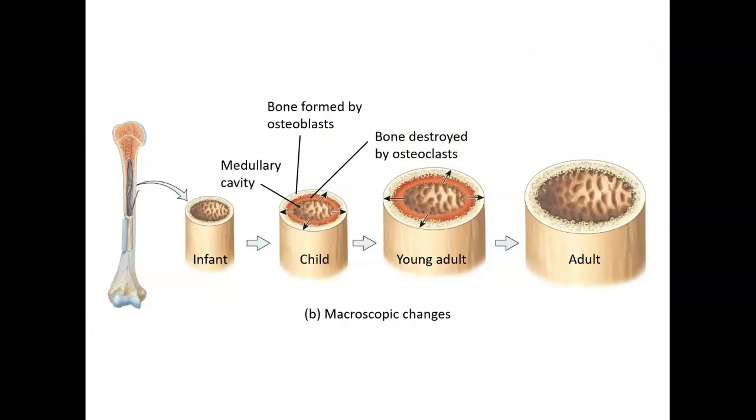And so looking at how bone widens over time, we see the infant's bone. Notice how it's very thin. Then we come over to the child's bone. Notice how that bone is being formed by the osteoblasts on the outside. On the inside, where the medullary cavity is, you're going to see bone being destroyed by the osteoclasts. Then you look at the young adult bone, it's getting even wider and bigger, and then over to the adult bone.